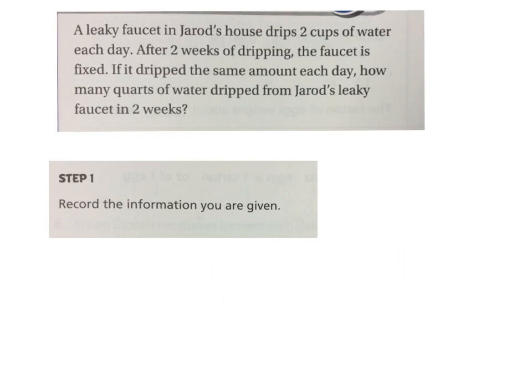Awesome. A leaky faucet in Jared's house drips 2 cups of water each day. How many of you guys have ever had a leaky faucet? No matter how tightly you turn off the tap, it still just keeps dripping and dripping. It happens sometimes. That's when you have to call a repairman or get mom or dad to fix it, right? So Jared puts a measurement cup under his leaky faucet, and he finds that each day it leaks exactly 2 cups of water. After 2 weeks of dripping, the faucet is fixed.